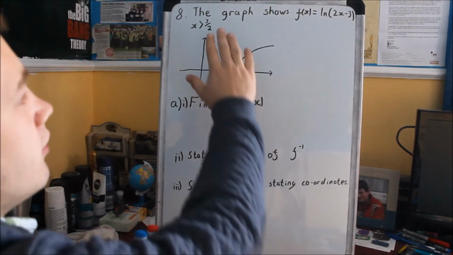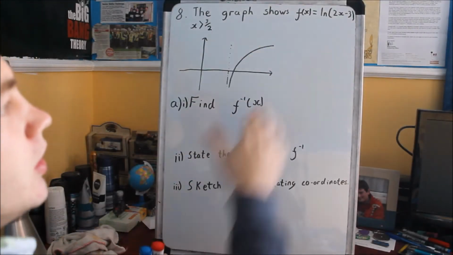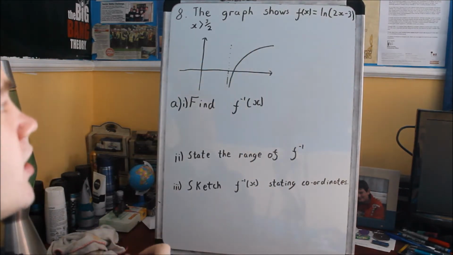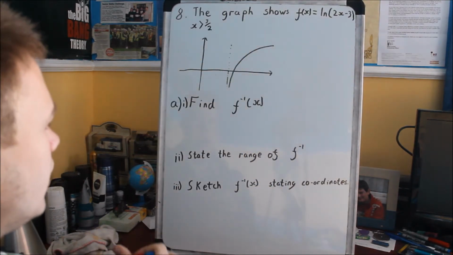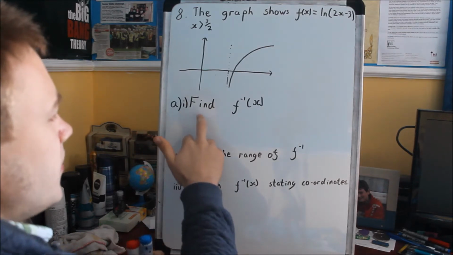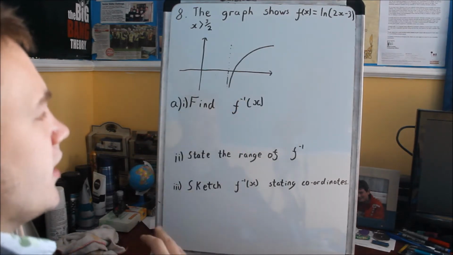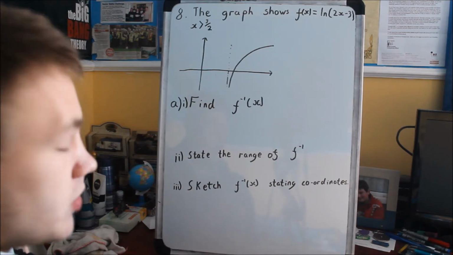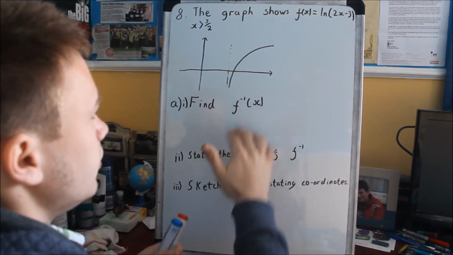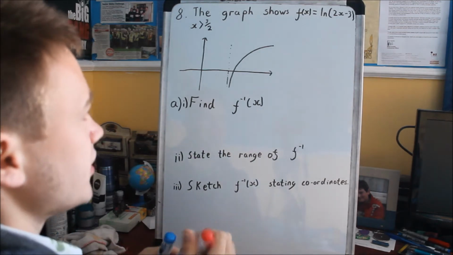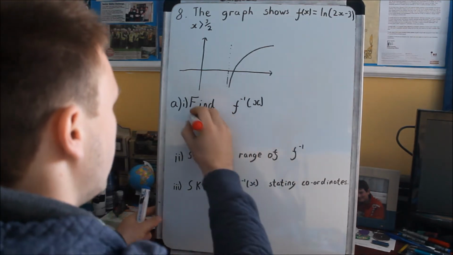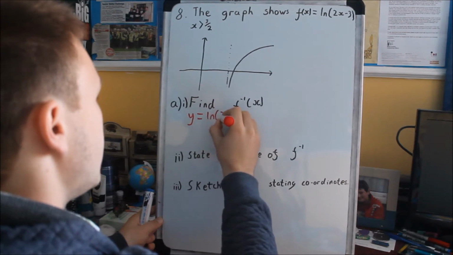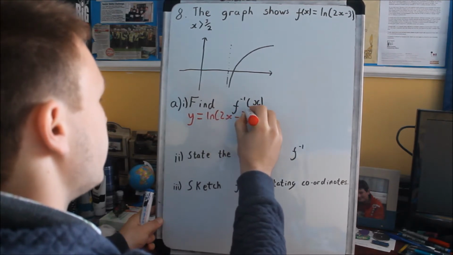Alright, so question 8. The graph shows f of x equals natural log of 2x minus 3, where x is greater than 3 over 2. A part 1 is find f to the minus 1 of x, so the inverse function of x. Now, most people know what to do at this stage. You swap your x and your y essentially. So at the minute, we've got y equals ln of 2x minus 3.